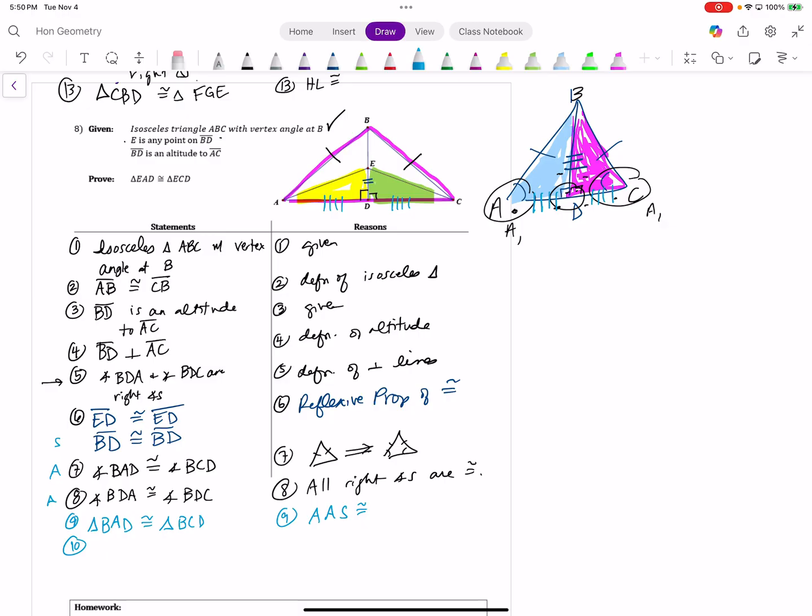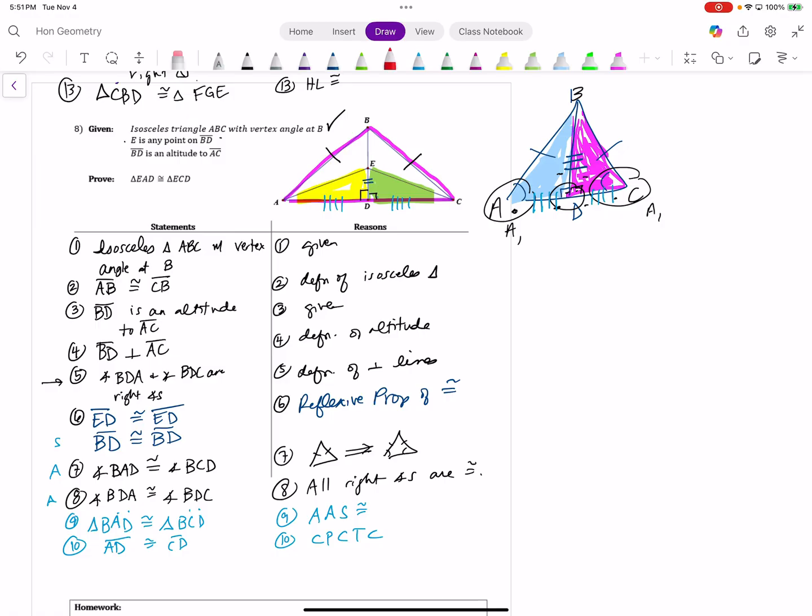So AD has to be congruent to CD because corresponding parts of congruent triangles are congruent. And if that's the case, then these two little triangles are congruent because of side, angle, side.